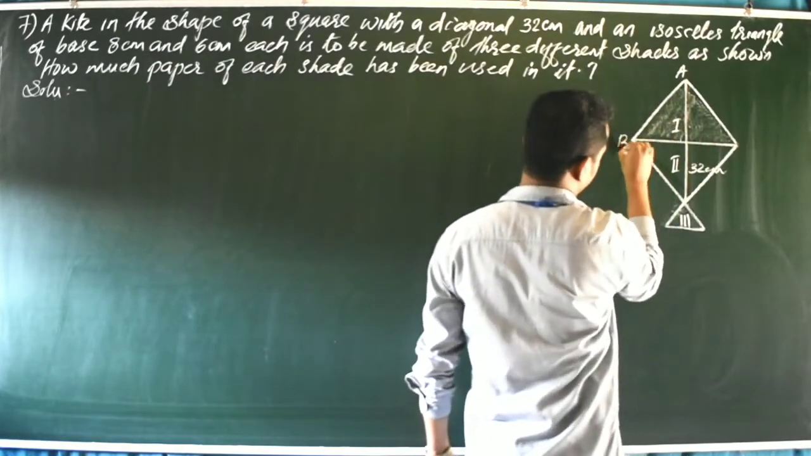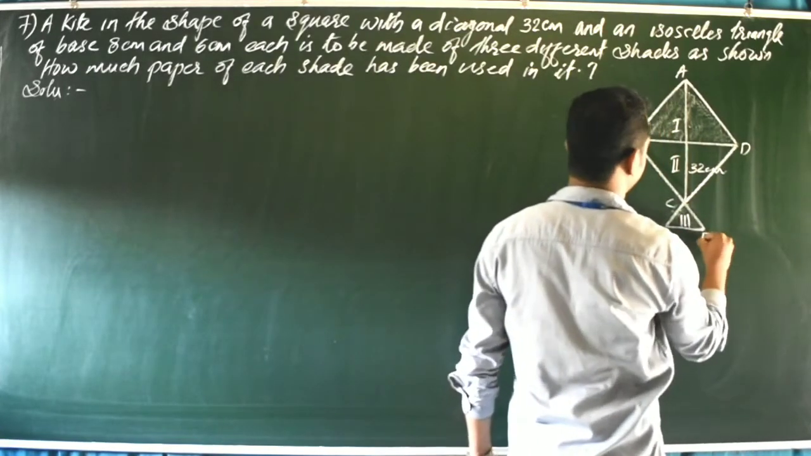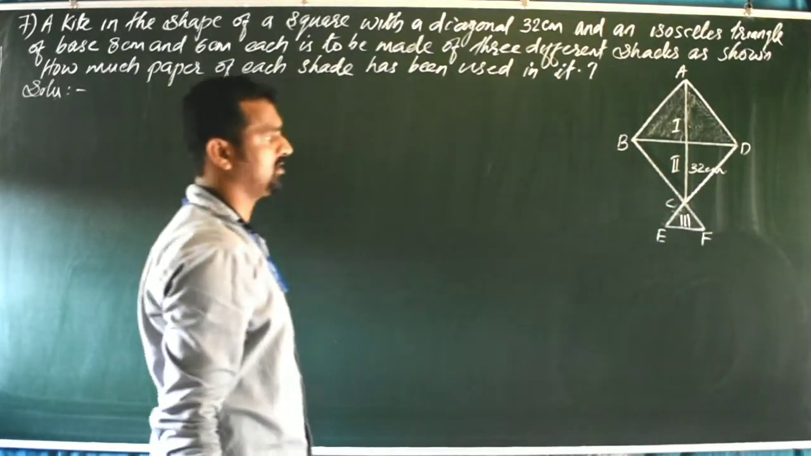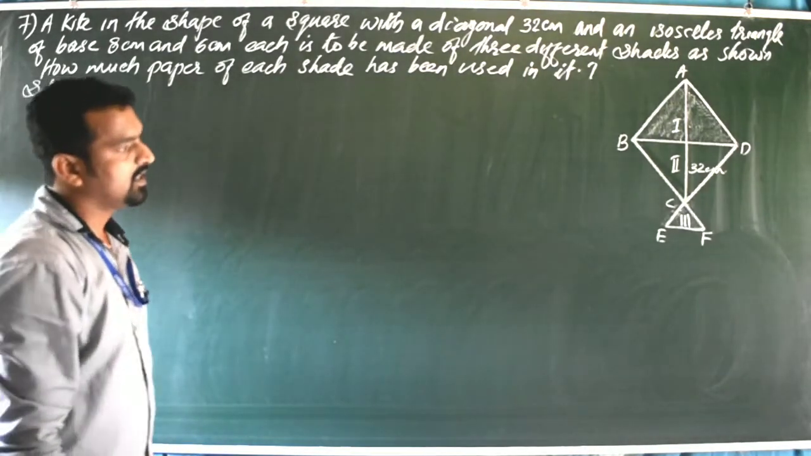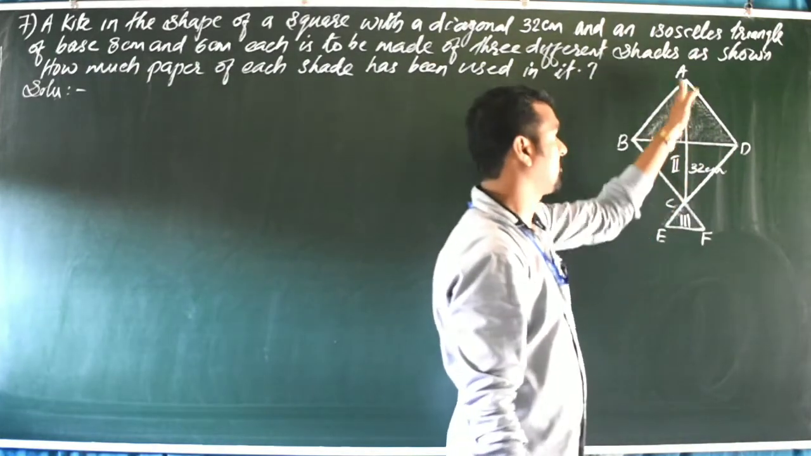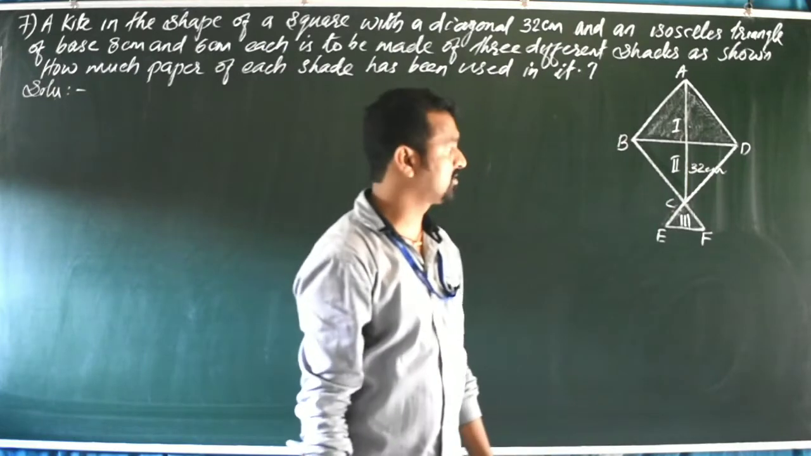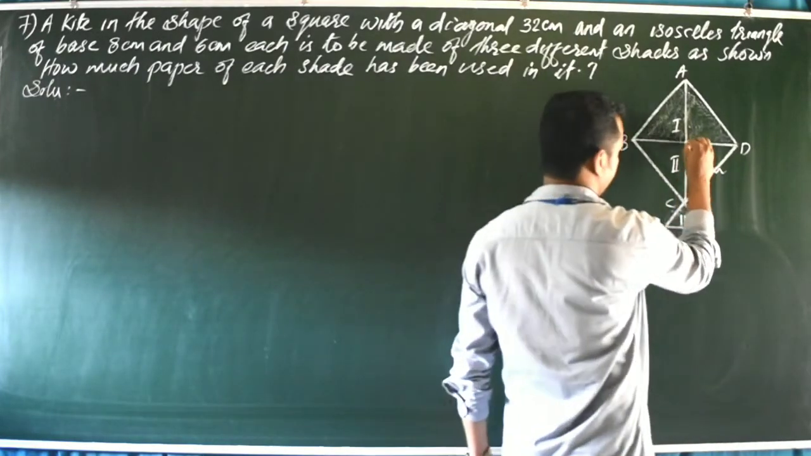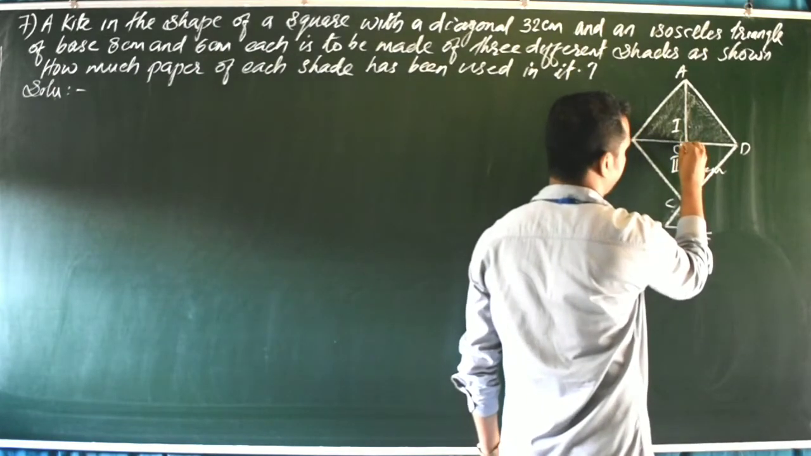We will mark it as A, B, C, D. A, B, C, D is the square. AC and BD are the diagonals. In a square, diagonals are equal. So AC is 32 centimeter, then BD also will be 32 centimeter. Then here mark the center, that is diagonals intersect at the point O.